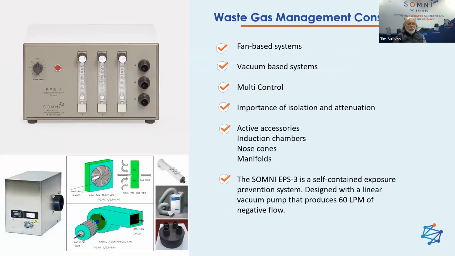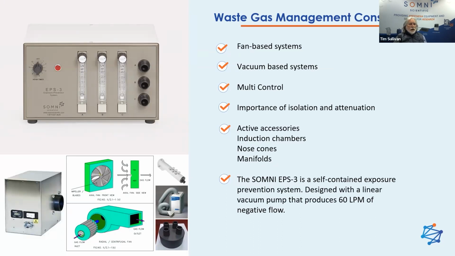There's also some smaller systems that are run off of a fan. Typically a squirrel cage fan creates a negative flow. The downside to these systems is you don't have any control over that negative flow. The farther away you are from the fan source, the less that negative flow becomes. Also, as you go through longer lengths of tubing, it also reduces that negative flow.